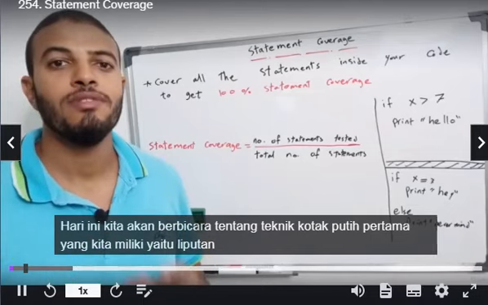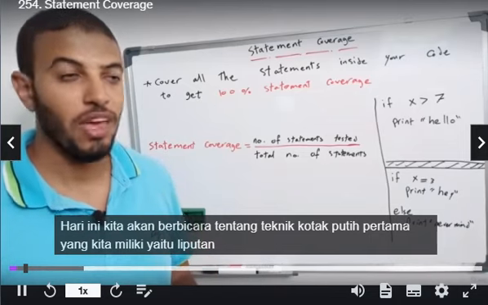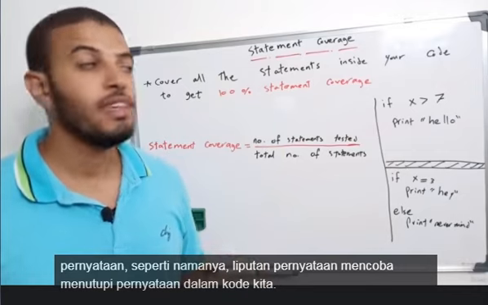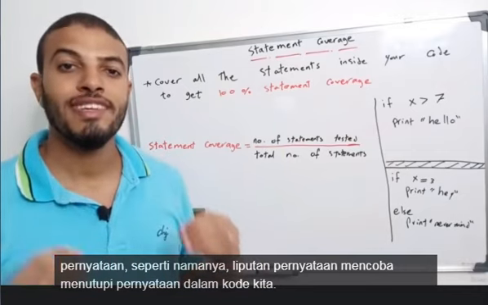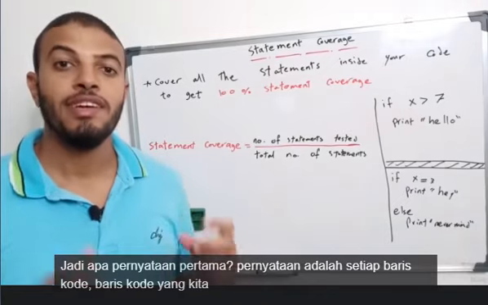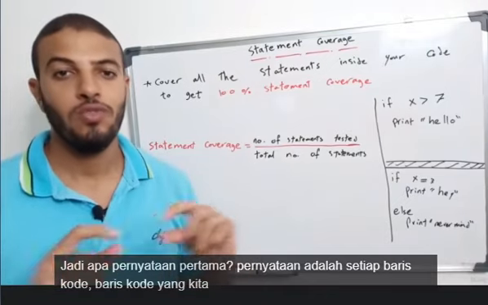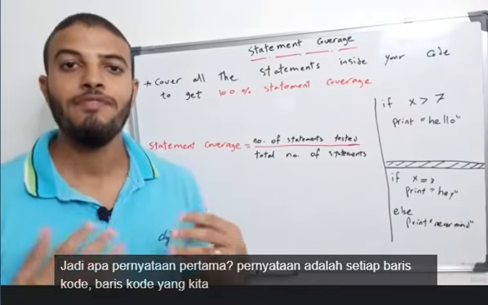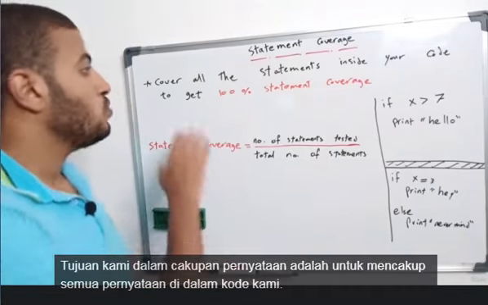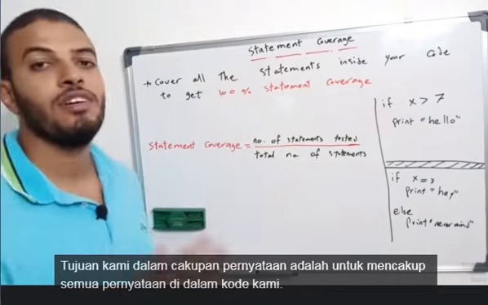I'm going to talk about the first white box technique that we have, which is statement coverage. Like its name states, statement coverage tries to cover the statements in our code. So what are the statements first? The statement is any line of code. The line of code that we have is called a statement. Our goal in statement coverage is to cover all the statements inside our code.